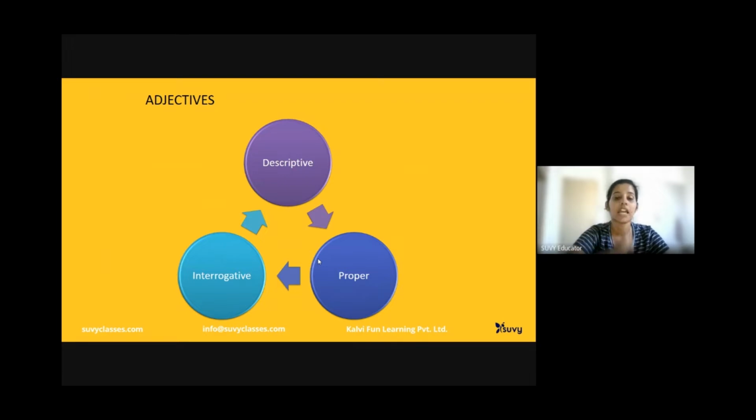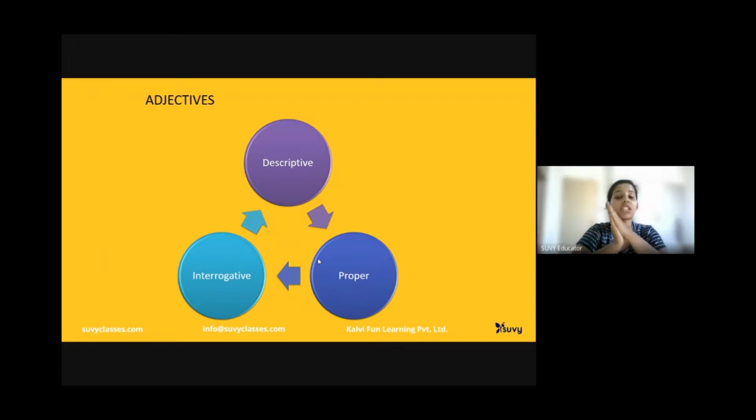Okay? So in a similar way, let's make this sentence very simple: I have beautiful flowers. So, flower is the noun here, and the word that describes the noun is beautiful. So, beautiful is the adjective. So, are you all sure what it means to be an adjective? Yes? So, now adjectives are of three types. They are descriptive, proper, and interrogative.